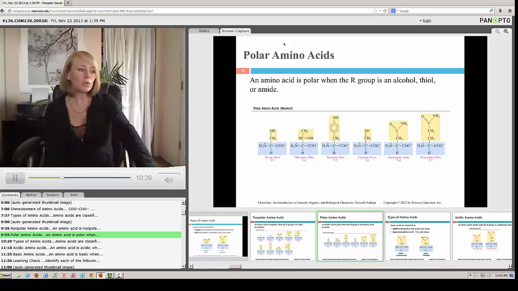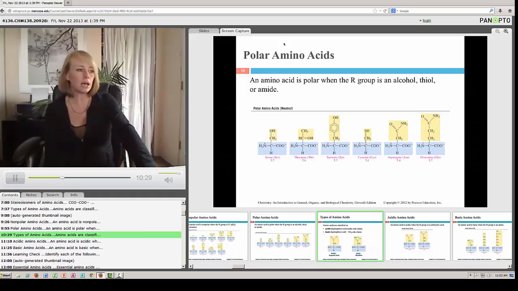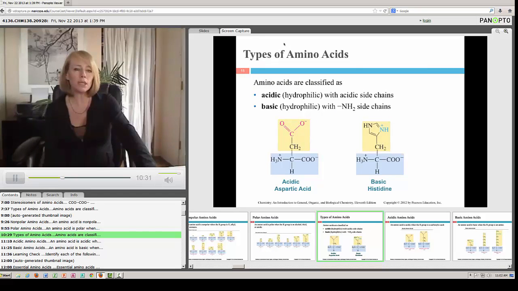And a basic one would be histidine. Notice the 5-membered ring with 2 amines integrated into the ring. We know now from the last chapter that amines tend to be basic in nature as opposed to acidic. Okay, so the 2 acidic amino acids are aspartic acid and glutamic acid. Notice that those were also in the polar. They are polar and acidic.